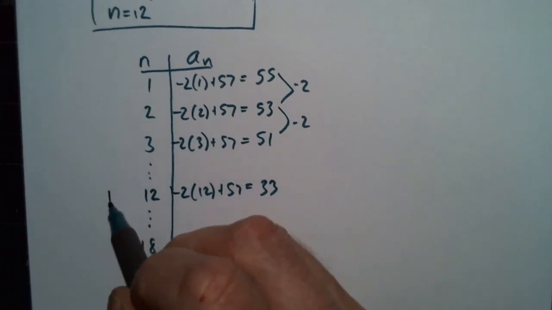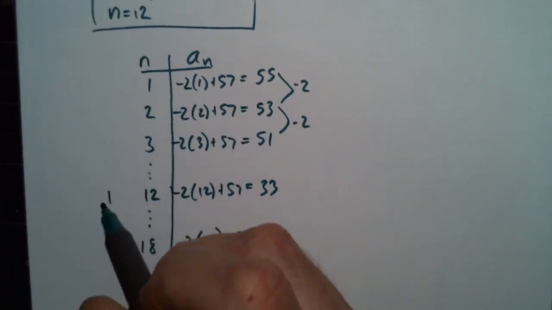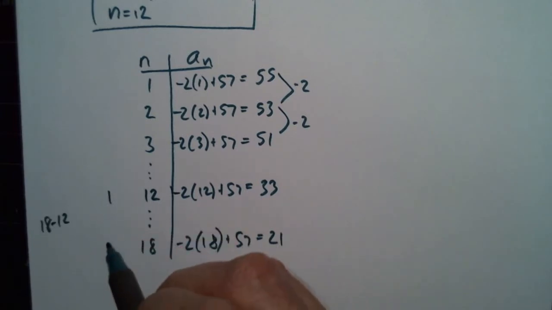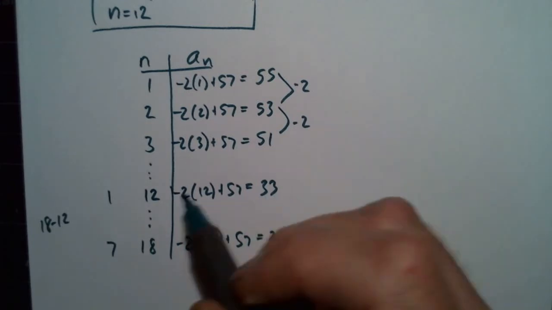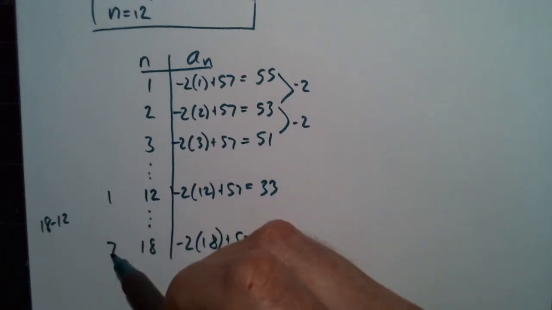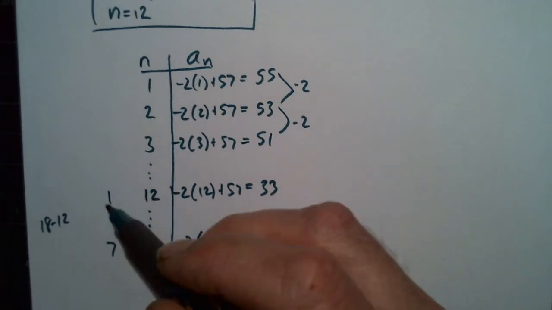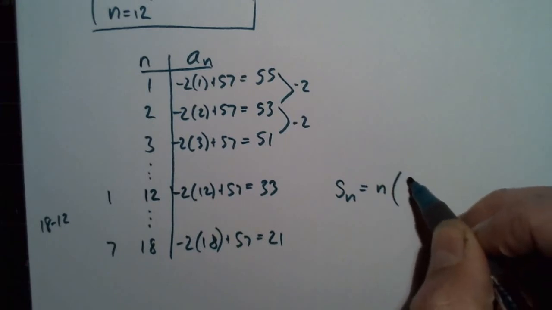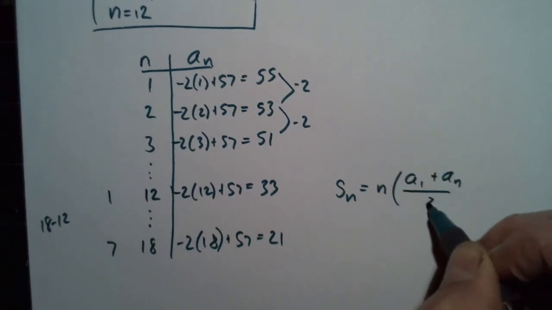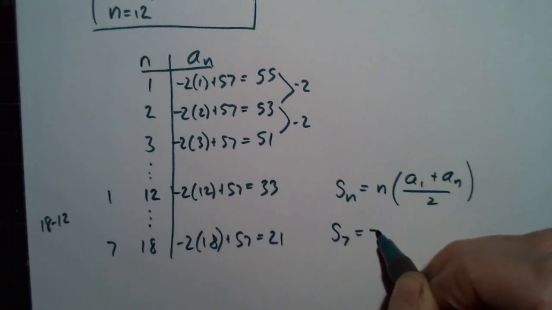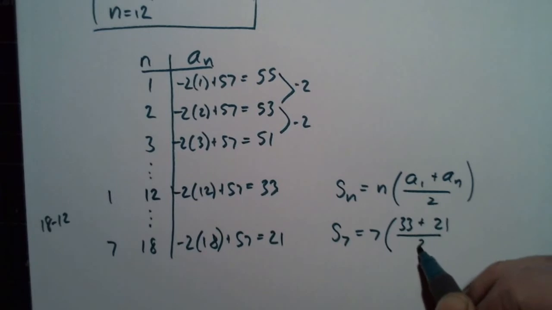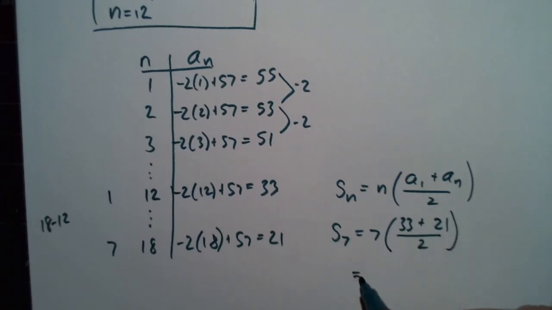If we call this the new first term, 1, then 18 minus 12 is 6, but we're actually going to have 7 terms. So now we know when we use the formula, starting at 12 and ending at 18, we have 7 terms. So we have to know what n is. First term plus the last term over 2. And here we get 189.